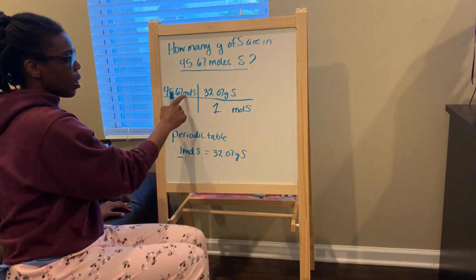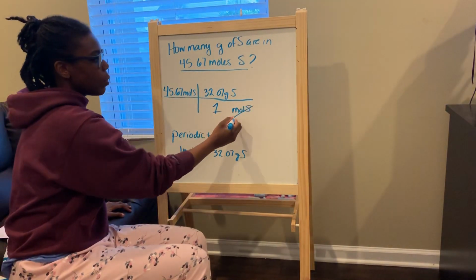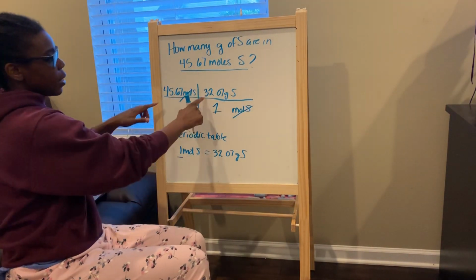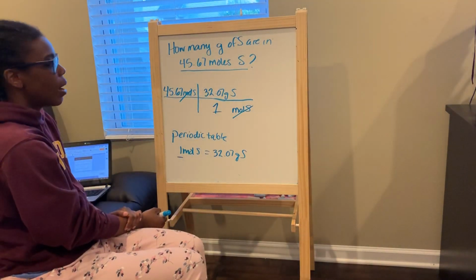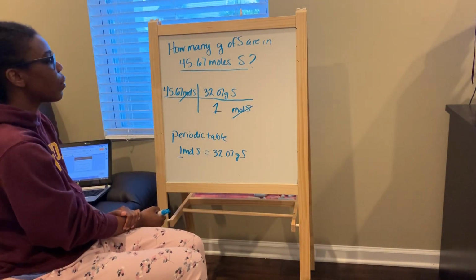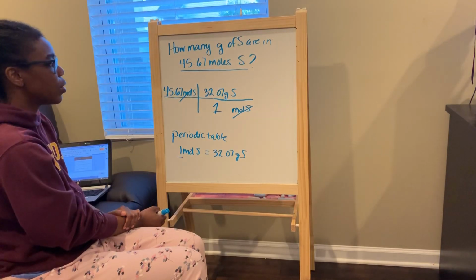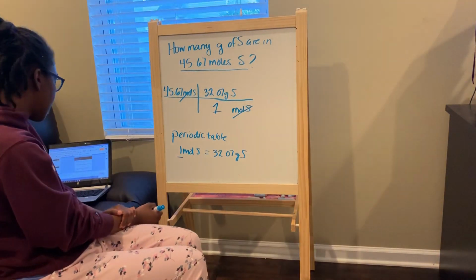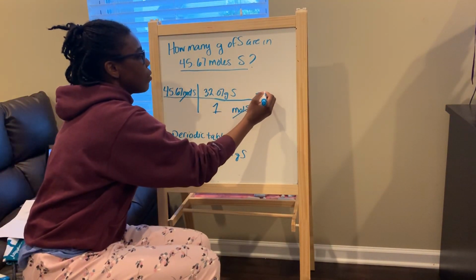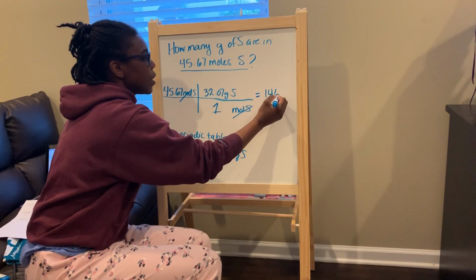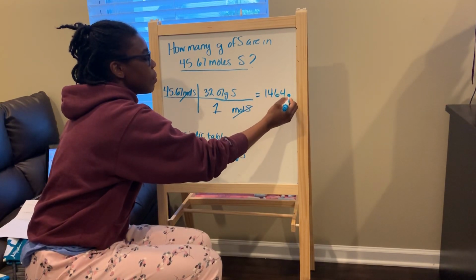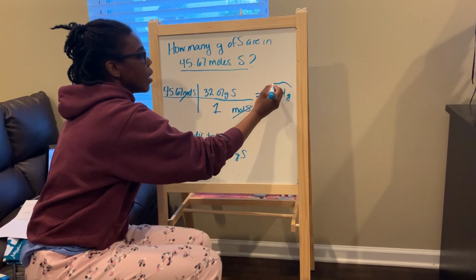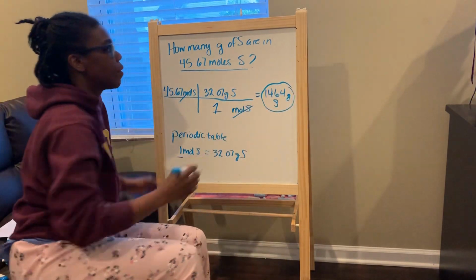My moles of sulfur are on the top and on the bottom, so they will cancel. And because both of my numbers are on top, I multiply them by each other. 45.67 times 32.07. And if I do that, I get roughly 1,464 grams of sulfur. And that is my final answer.